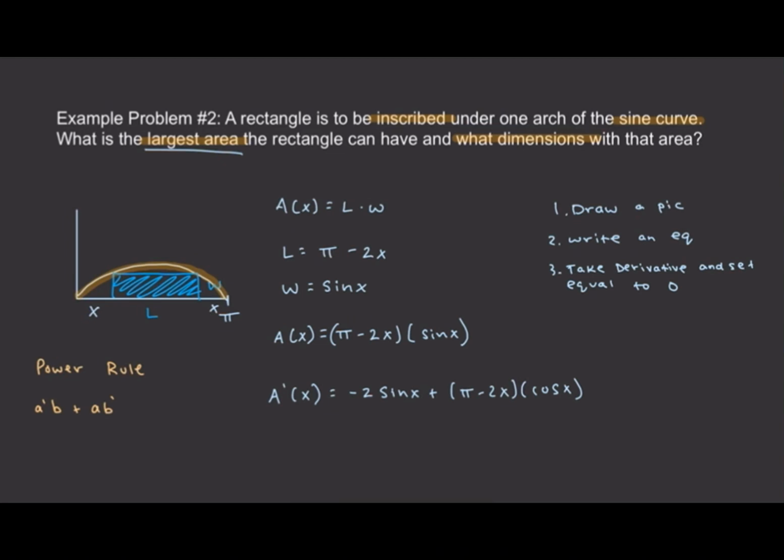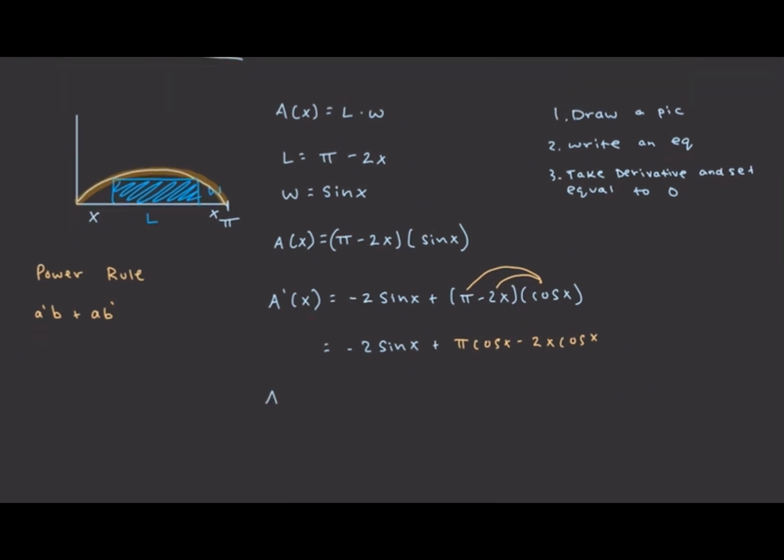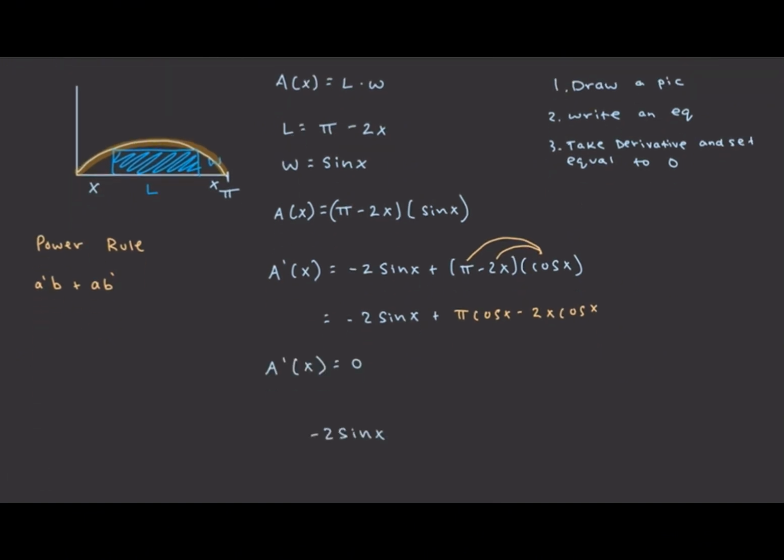Now let's simplify these values using FOIL. So the derivative of a of x is negative 2 sine x plus pi cosine x minus 2x cosine x. Next, we have to set this derivative to 0 and solve for x. It is not possible to solve this algebraically, so instead we must solve it graphically.